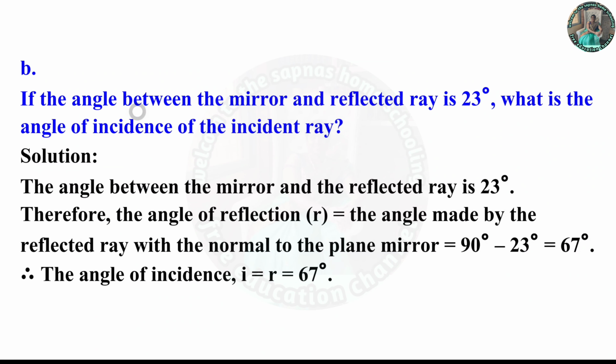Now question B. If the angle between the mirror and the reflected ray is 23 degrees, what is the angle of incidence of the incident ray? So the angle between the mirror and the reflected ray is 23 degrees. Therefore, the angle of reflection is equal to the angle made by the reflected ray with the normal to the plane mirror, which is 90 degrees minus 23 degrees, that is 67 degrees. So the angle of incidence i is equal to the angle of reflection r is equal to 67 degrees.